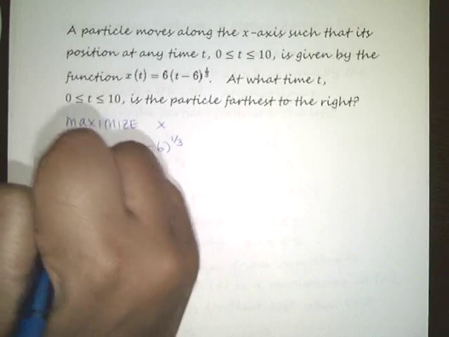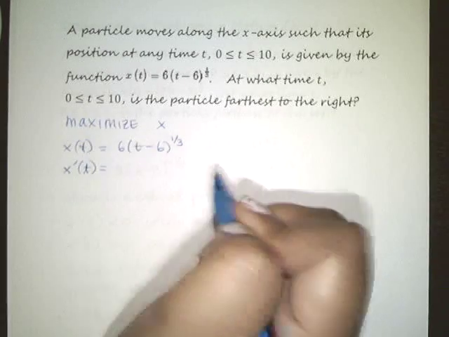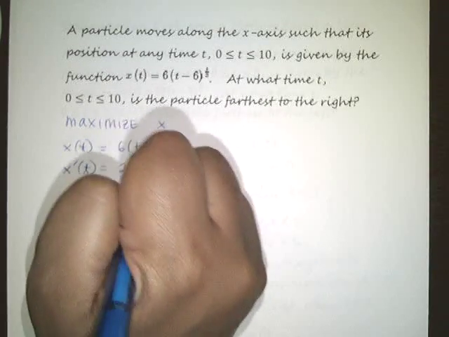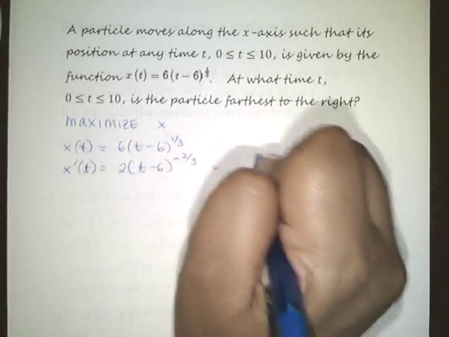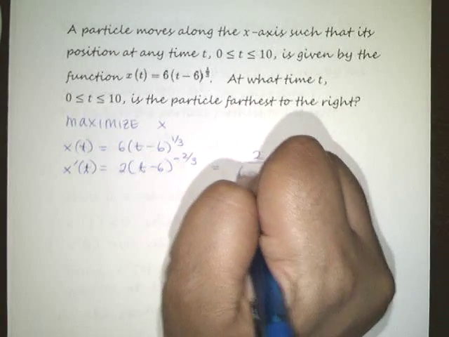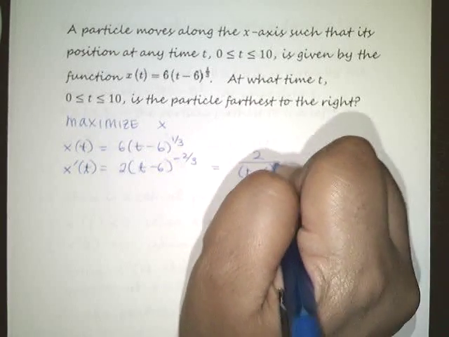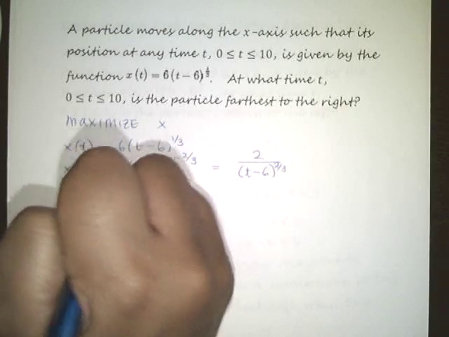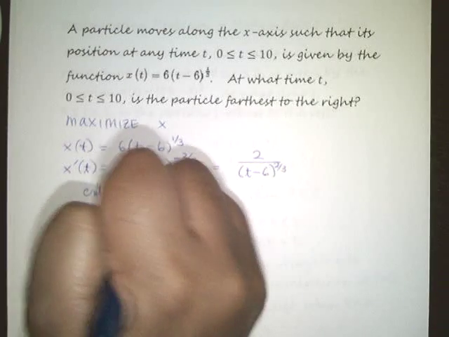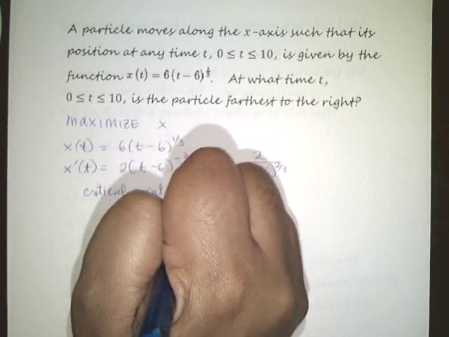And then finding the first derivative, x prime of t is equal to 1/3 times 6, 2 times t minus 6 to the negative 2/3 power, which I write this way because that might be easier for some of you to see. It means that x prime of t is never equal to 0, so it doesn't have any critical points from that. But it does have a critical point where t is equal to 6.